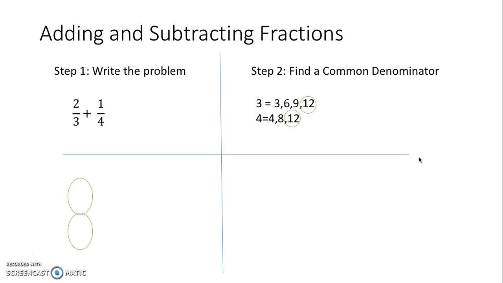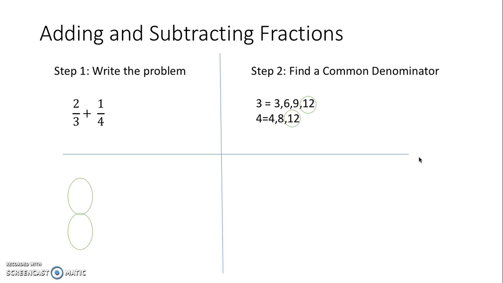Another way that we can do that, if you can notice, 3 times 4 is 12. It happened to work out that way, that when you multiply it is the lowest. Sometimes that's not always the case, so just use your discretion. It just might mean more simplifying later if you do the multiplying the denominators method. So now we found that 12 is going to be our common denominator.